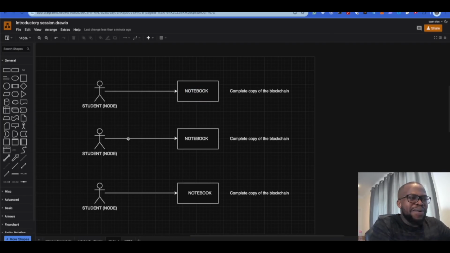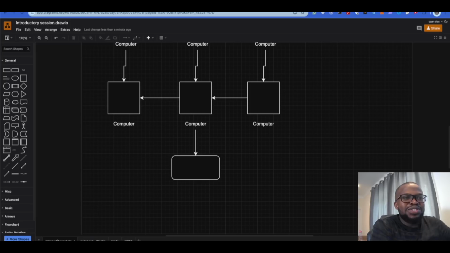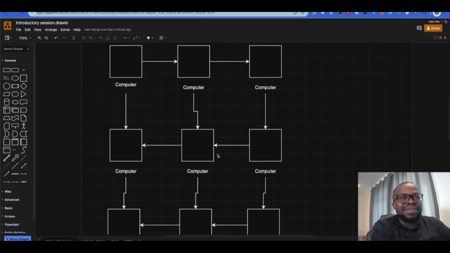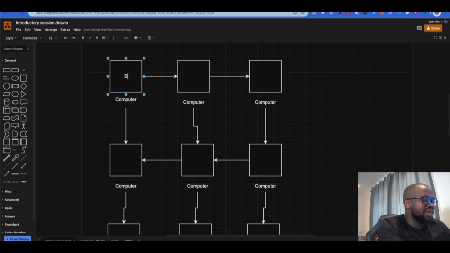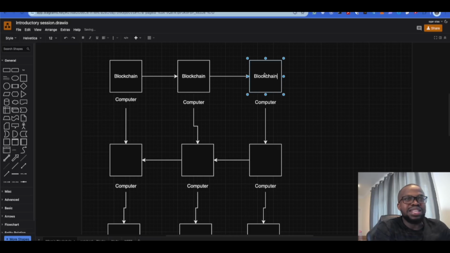Okay, now as a distributed system, this computer has the blockchain. This one has the blockchain. This one has the blockchain. So now this computer is like a student. So let's also say this is the student, and the student is the node.